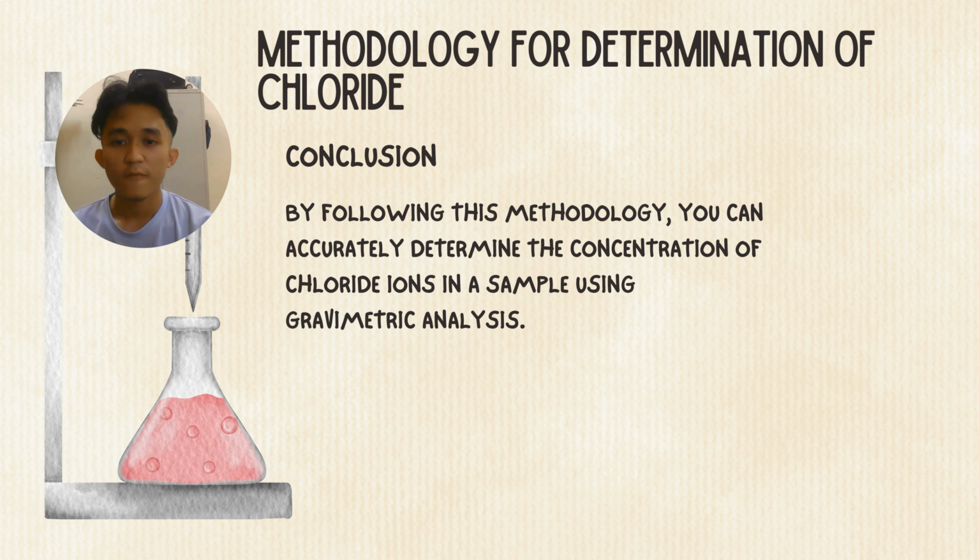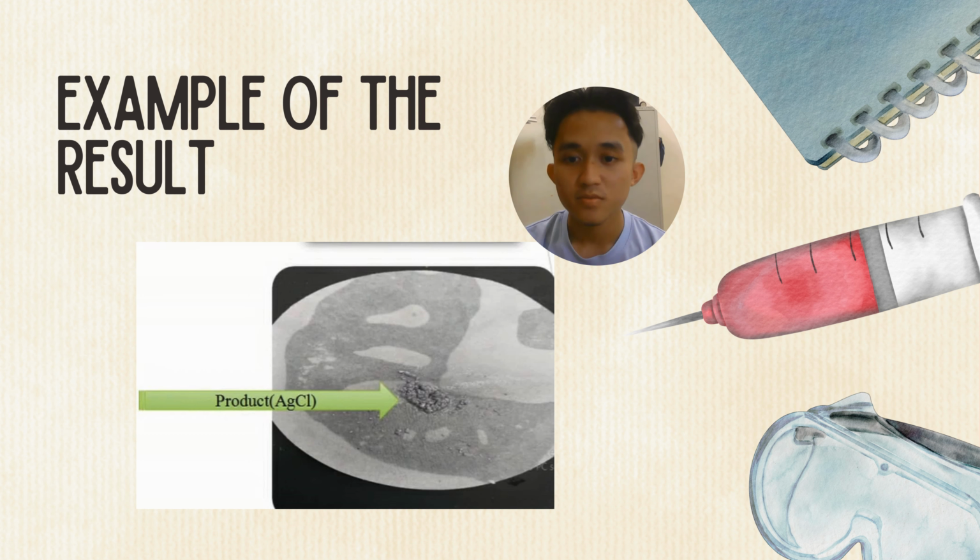So, for the conclusion of the methodology for determination of chloride, by following this methodology, you can accurately determine the concentration of chloride ions in a sample using gravimetric analysis. This is an example of the result, which produces the product silver chloride.